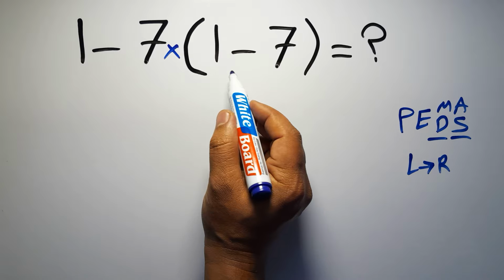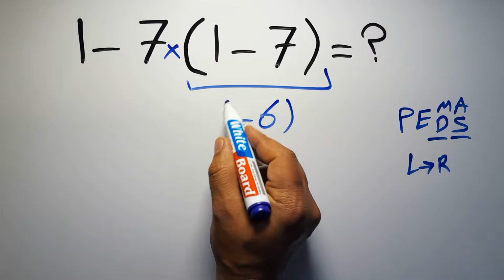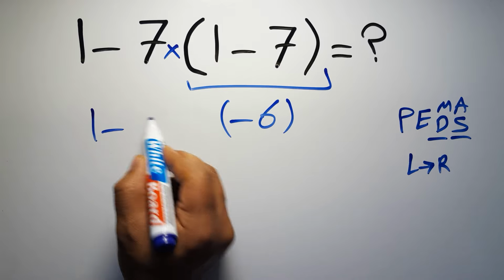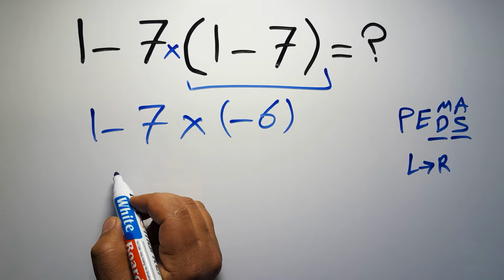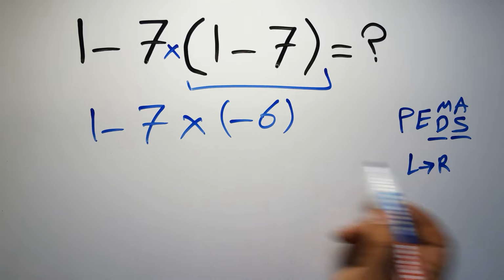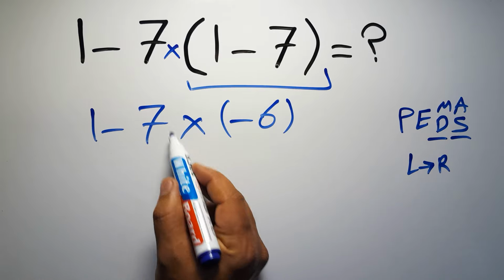So first this parentheses, 1 minus 7 gives us negative 6. So 1 minus 7 then times negative 6. Now we have one multiplication and one subtraction. According to the PEMDAS, multiplication has higher priority than subtraction because multiplication comes before subtraction. So here first we have to do this multiplication.